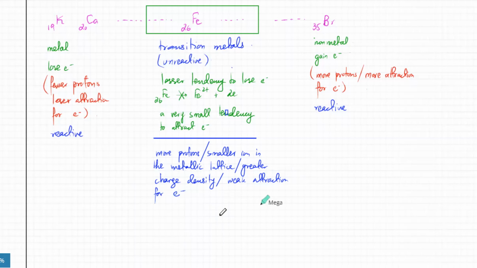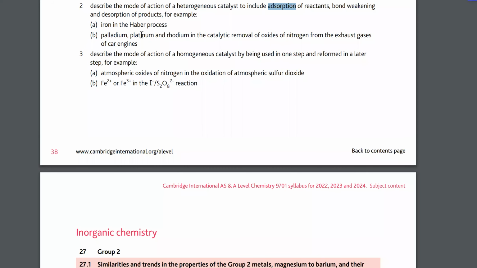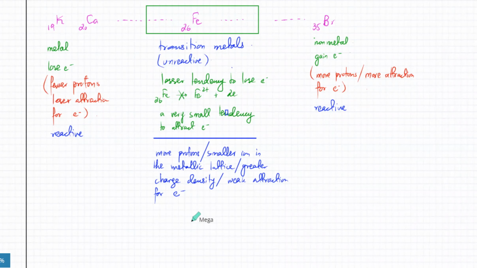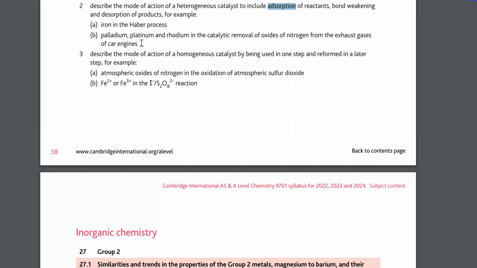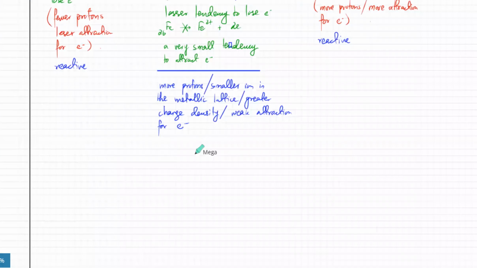So let's see how, and let's be very specific. Let's just follow the syllabus. He's asking for iron in the Haber process, so let's go with iron. Actually, the other one would be exactly the same: palladium or platinum or rhodium in the catalytic converter, or removal of oxides of nitrogen from the exhaust gases of car engines. I'll just write down the reactions, but one example would be sufficient because the other one would be exactly the same.